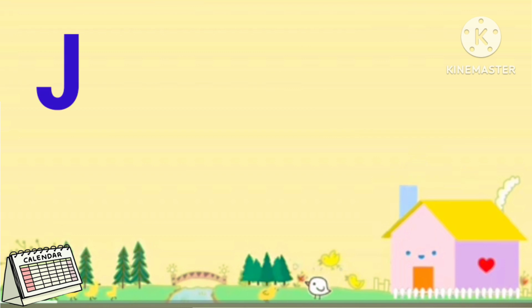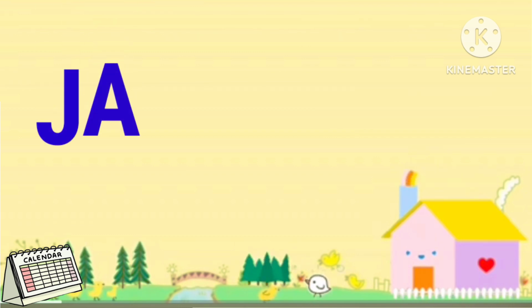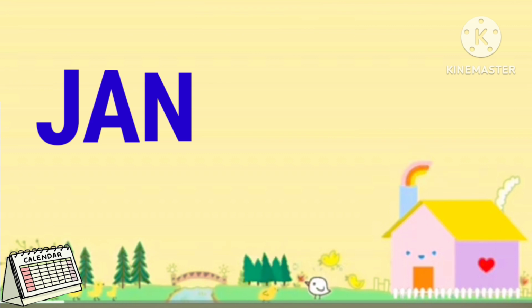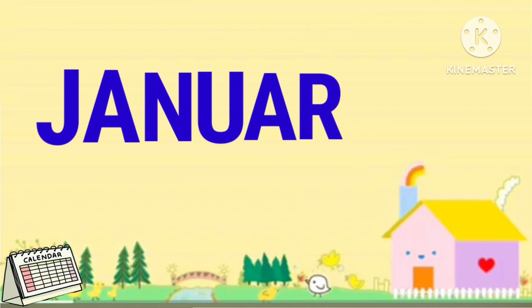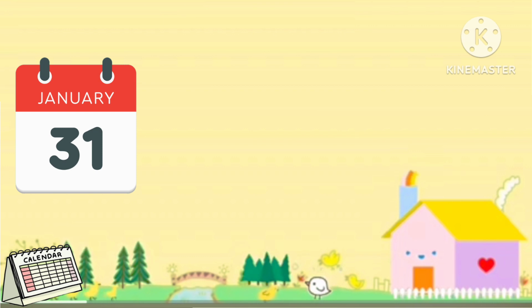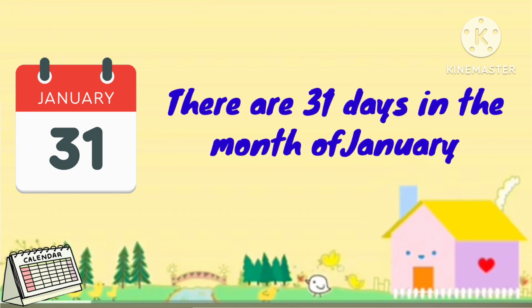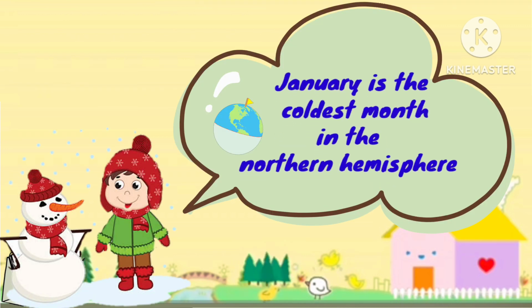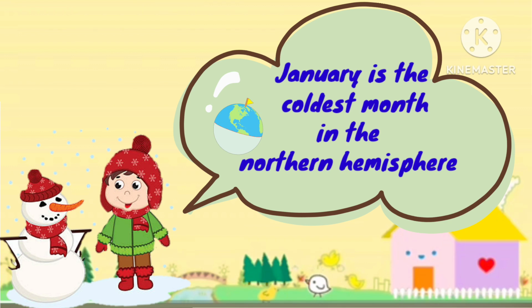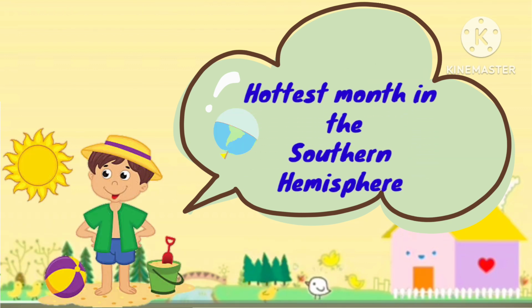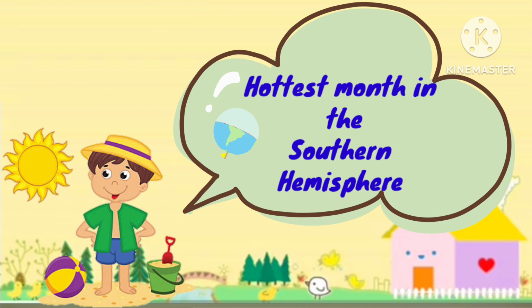January. J A N U A R Y. January. January is the first month of the year. So, kids, remember, there are 31 days in the month of January. January is the coldest month in the northern hemisphere and hottest month in the southern hemisphere.